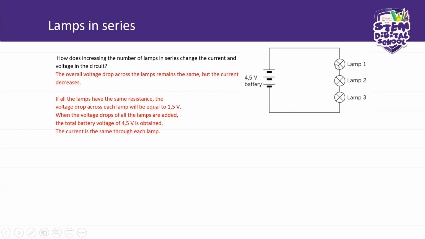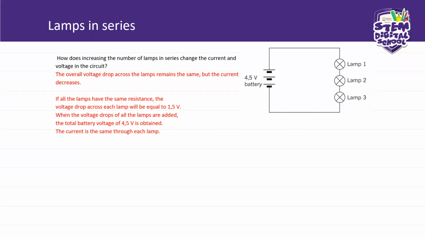How do we see that the current decreases? We see it on the input. Okay, the lights are sharing the current, so the current decreases. Okay, if all the lamps have the same resistance, the voltage drop across each lamp will be 1.5 volts. When the voltage drops of all the lamps are added, the total battery voltage is 4.5 volts.